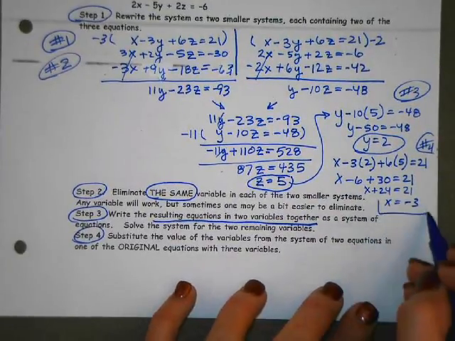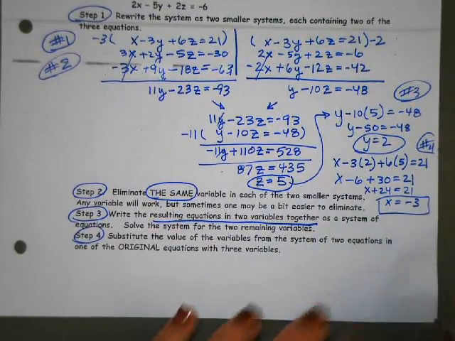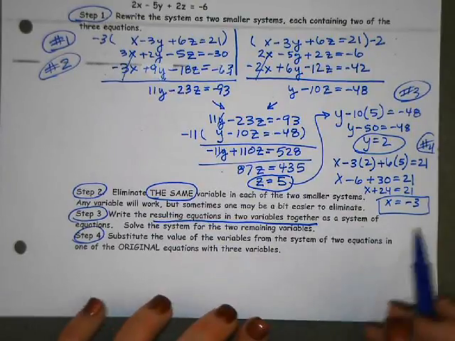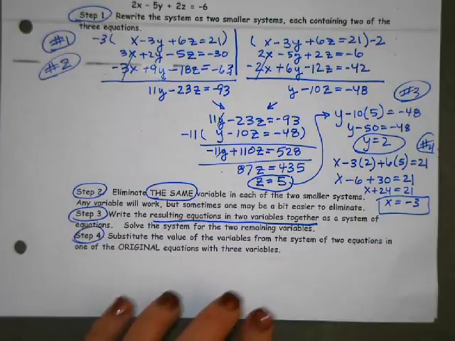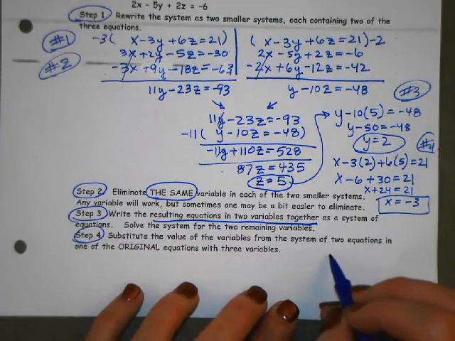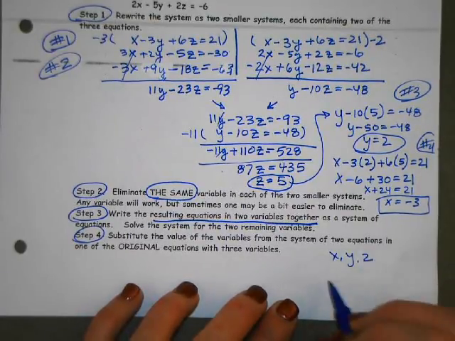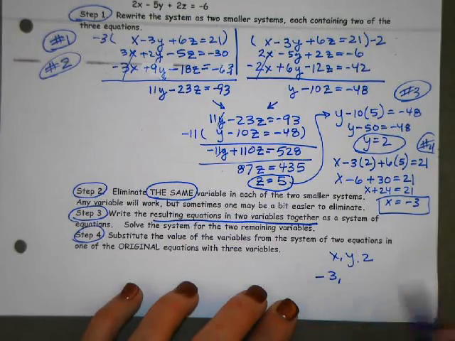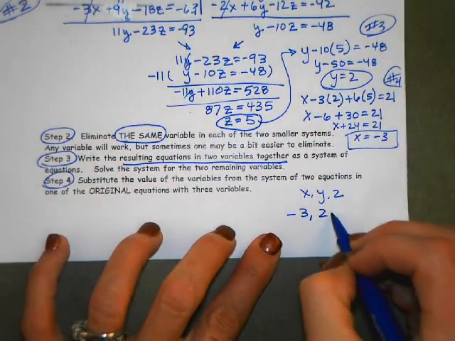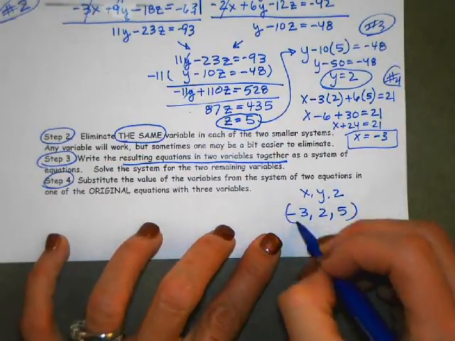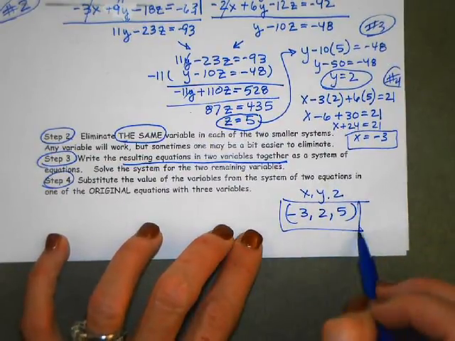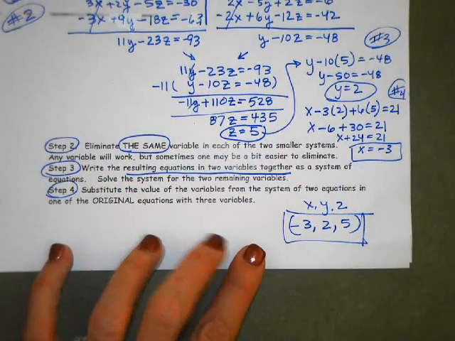So then I have my x, I have my y, I have my z. So if I want to rewrite this as a, quote, solution, I need to put them in an ordered pair format. So alphabetically it would be x, y, and z. So that would be negative 3, comma, 2, comma, 5. And then that is the solution for this problem.